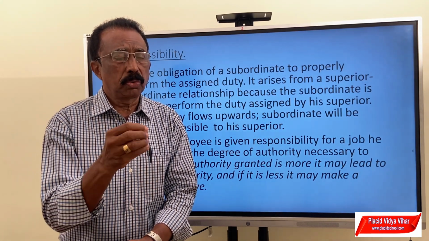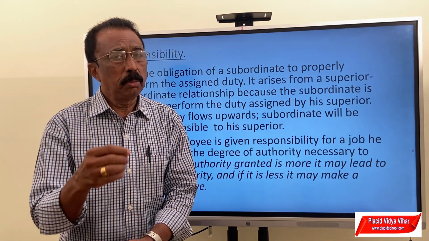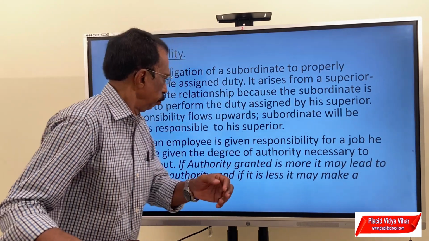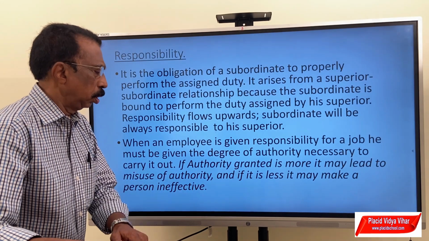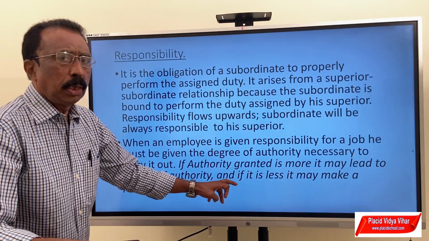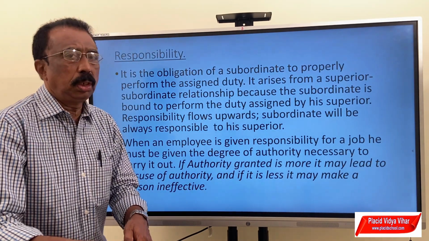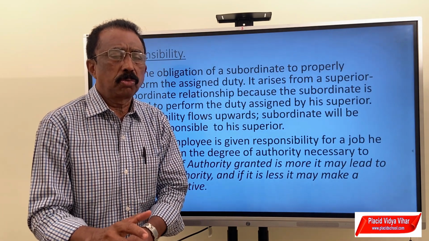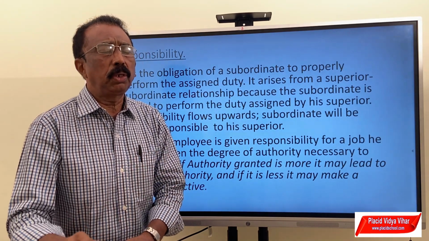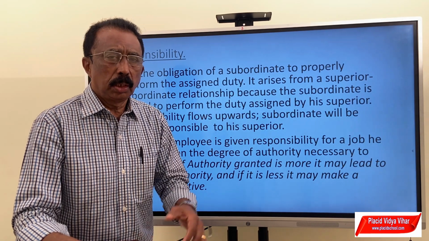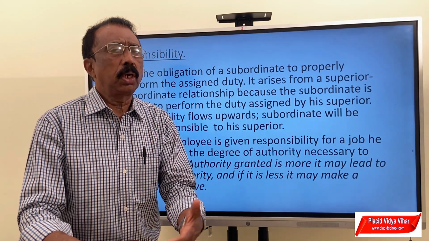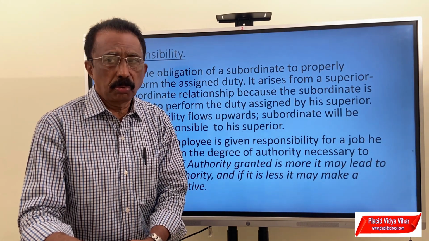Say when somebody is talking, when somebody is disturbing, I may say you are dismissed. So I may misuse that one. So the authority given must be equal to the responsibility, not more. If authority granted is more, it may lead to misuse of authority. I may misuse that one, or any subordinate may misuse that one. And if it is less, it may make a person ineffective. Just opposite, if the principal says, don't take any action, whatever happens in the class, you don't take any action, come to me. That means I will not be able to do the work properly. So, if less authority is given, I will become ineffective. If more authority is given, then I will be misusing that one.